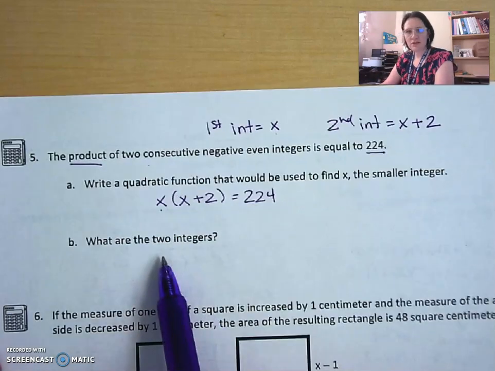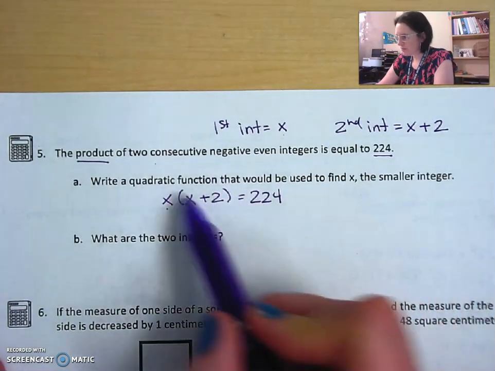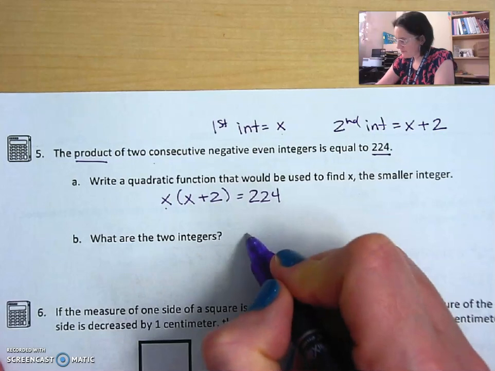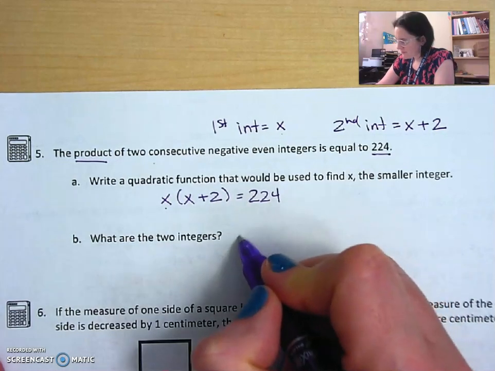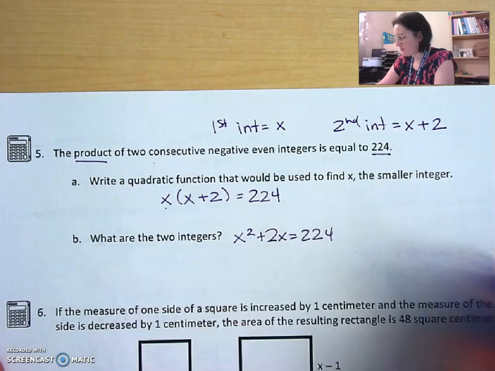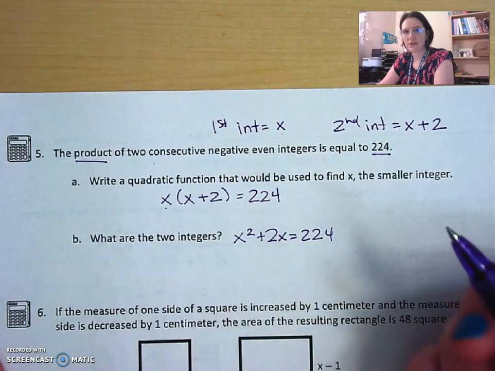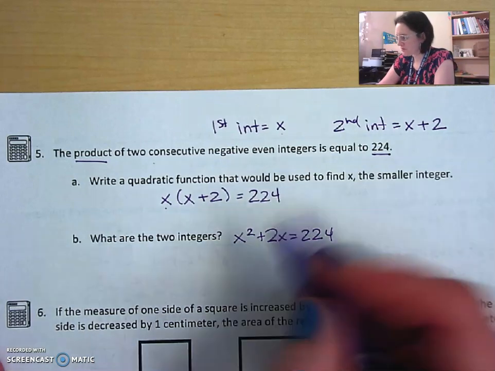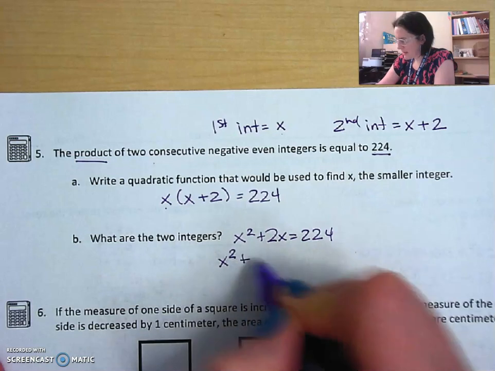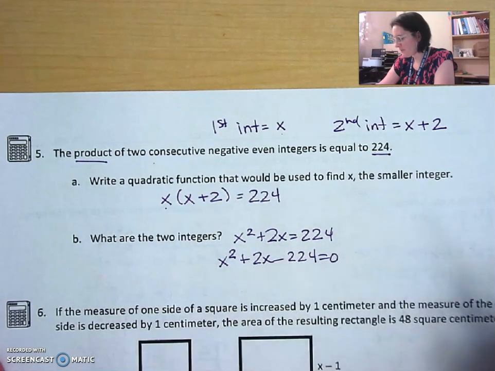Now, the next part, what are the two integers? Here's where I solve the equation that I wrote. So I'm going to start by distributing the x. That gives me x squared plus 2x equals 224. Now, before I can solve, I need to get it set equal to 0, so I'm going to subtract the 224 from both sides. So now I'm at x squared plus 2x minus 224 equals 0.